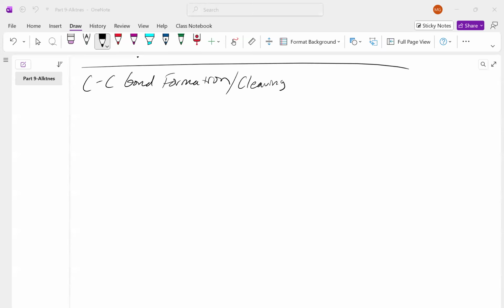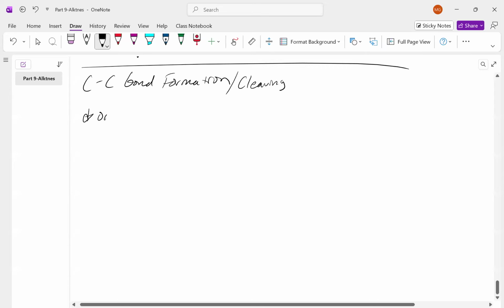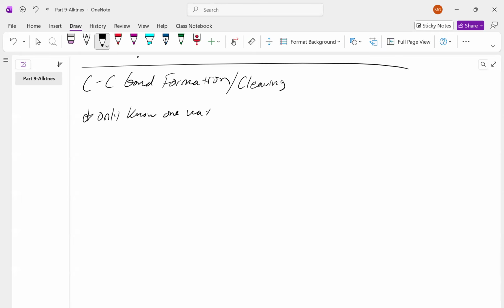All right, we're going to look at making carbon-carbon bonds and cleaving carbon-carbon bonds. So at this point in time, we only know one way to do this. So far, we'll talk about others, but right now we only know one way to make carbon-carbon bonds. And we only know one series of reactions that will cleave carbon-carbon bonds. So let's talk about bond formation.